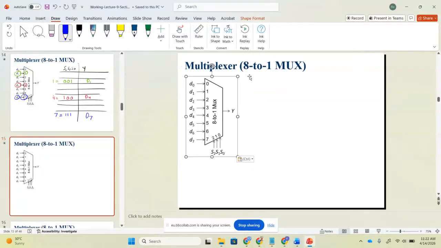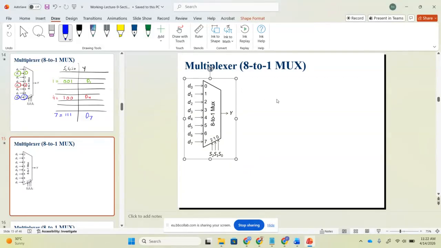So how can we draw the gate level diagram of a 4 to 1 multiplexer? 8 to 1 multiplexer, sorry. What is the gate level diagram? This is very simple. I'm not using any color coding because it will take a lot of time. So basically, if I want to draw it, it's very simple.